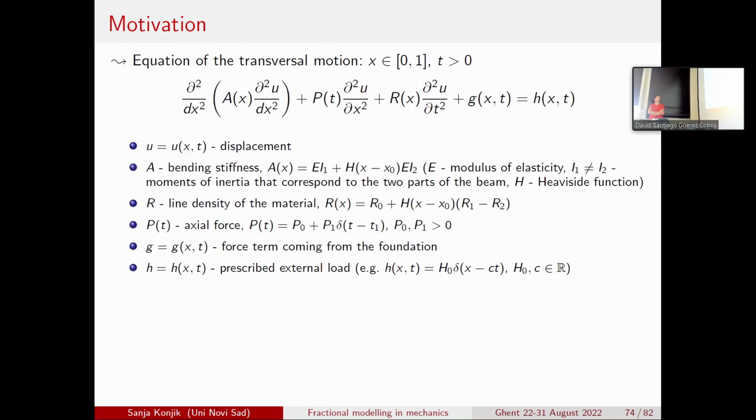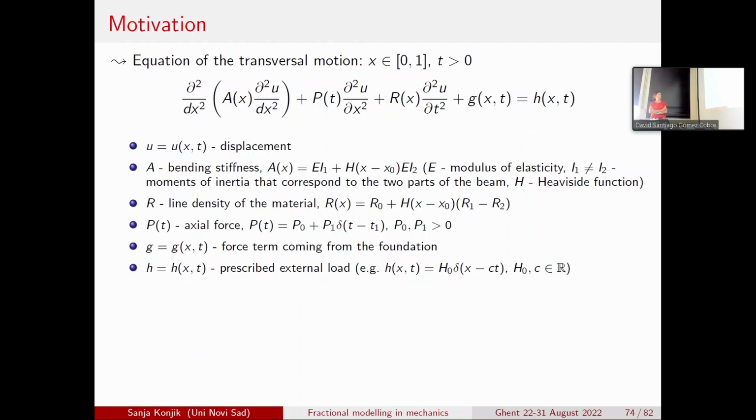So the motivation is this equation of the transversal motion. You have here an explanation of all functions that appear in this equation.